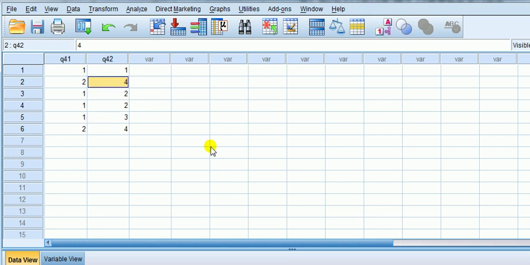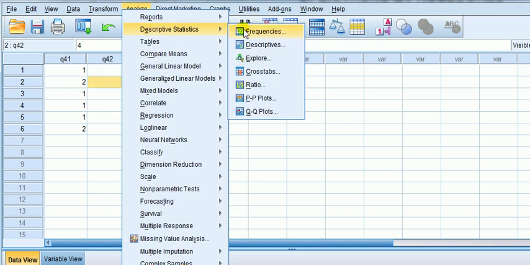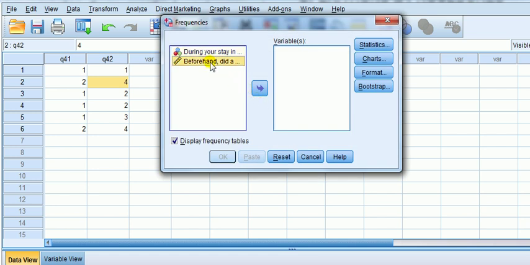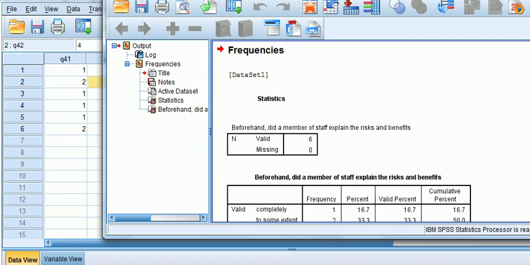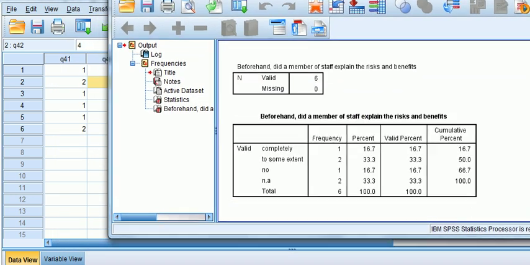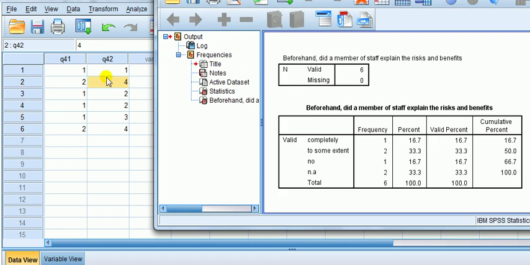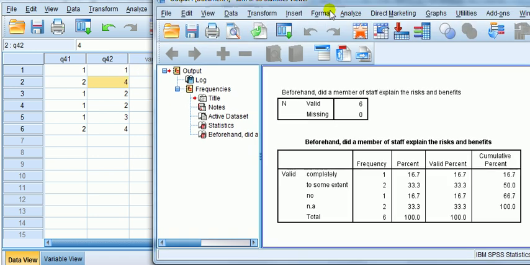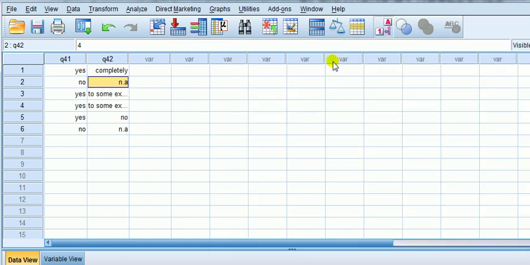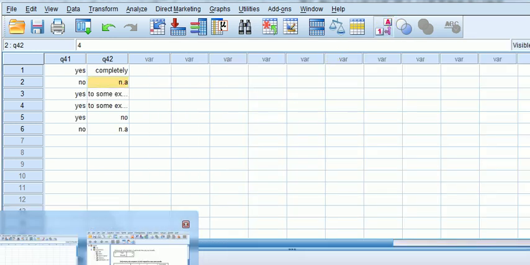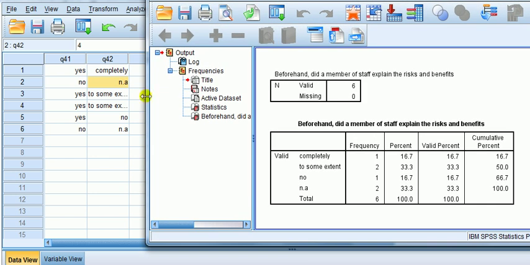Now, how do I analyze something like this? Well, if we look at question 42, say I just want to look at the frequency table. Display frequencies. Say six valid responses, because we've got six respondents here. And the frequency, so completely understand, one, yes. Right, that's easy to understand.